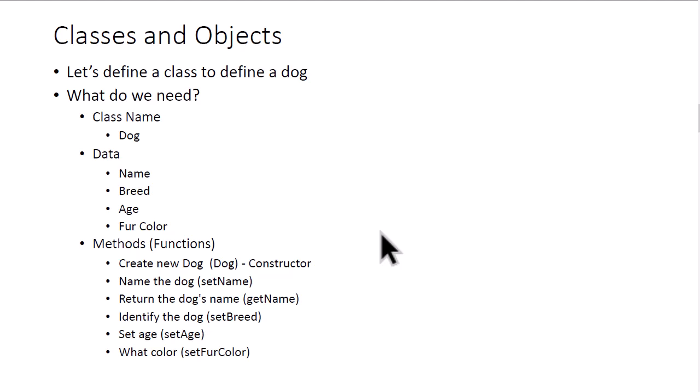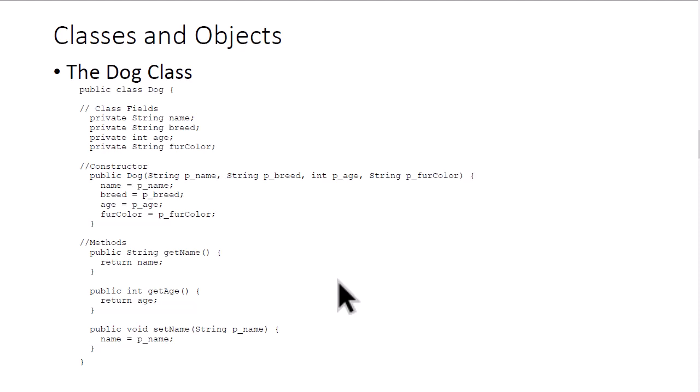And then we need another one to set the breed, to set the age, set the fur color. And similarly, you can create other methods that would get the name, get the breed, get the age, and get the fur color. And here is a brief example of what this code looks like. And we can see we have public class dog, where we're defining the class. Here are our class fields. We have the string name, string breed, int age, and the string fur color.